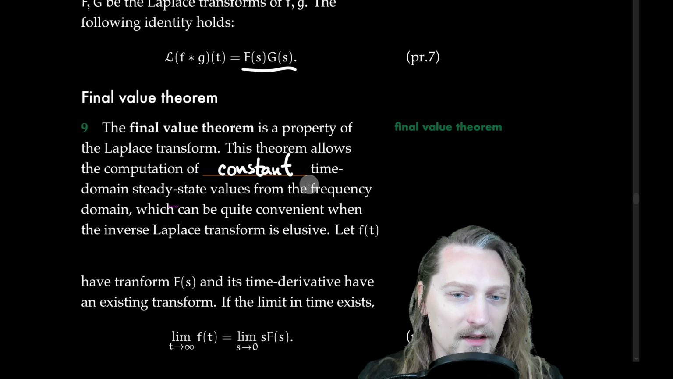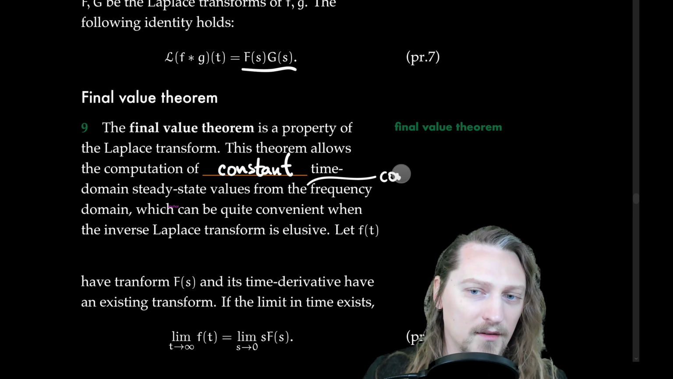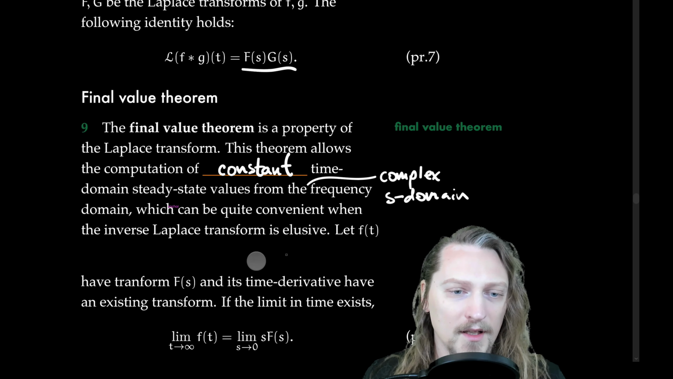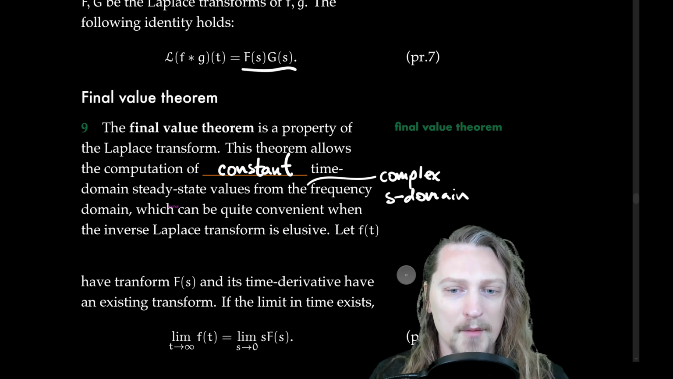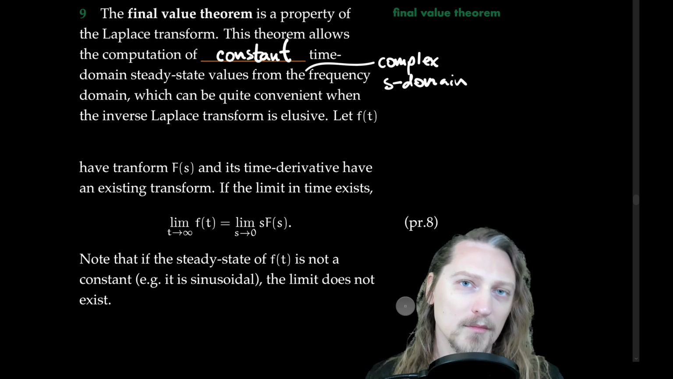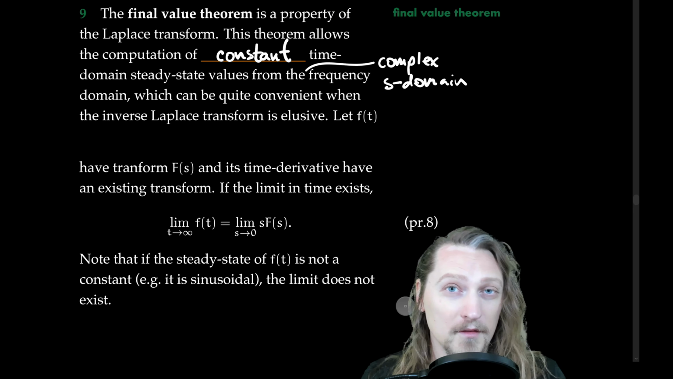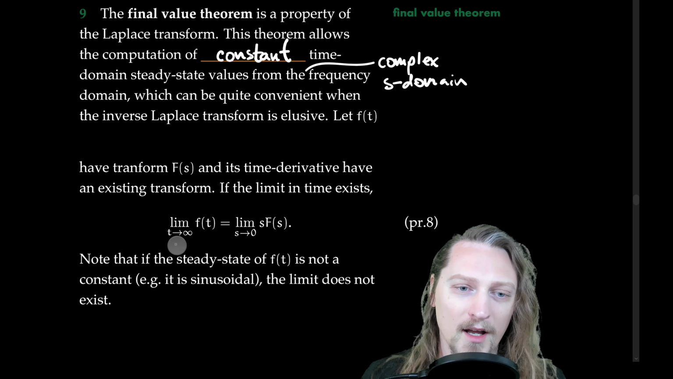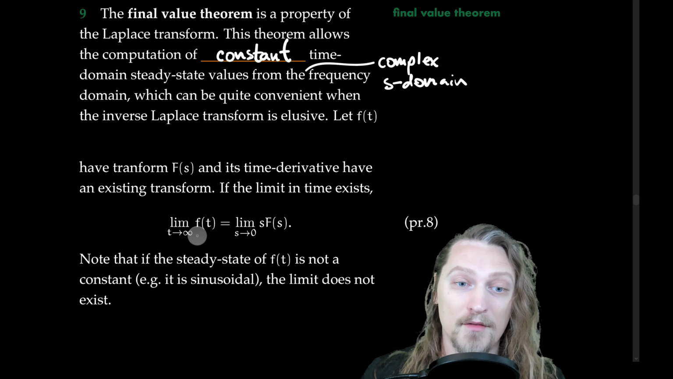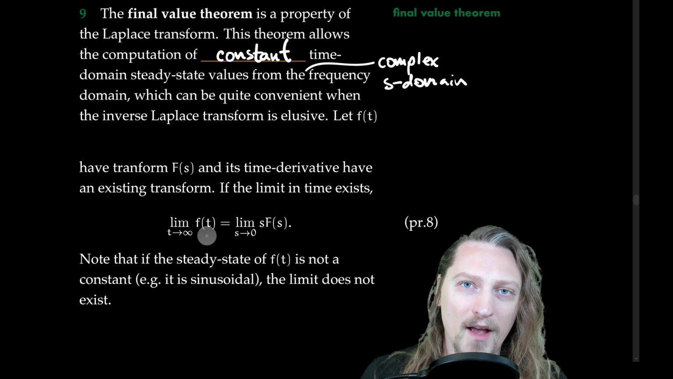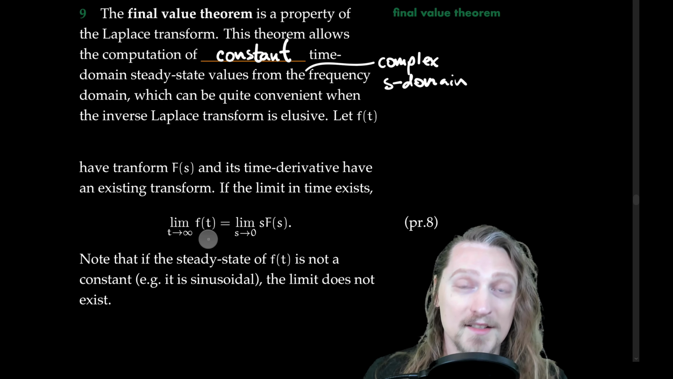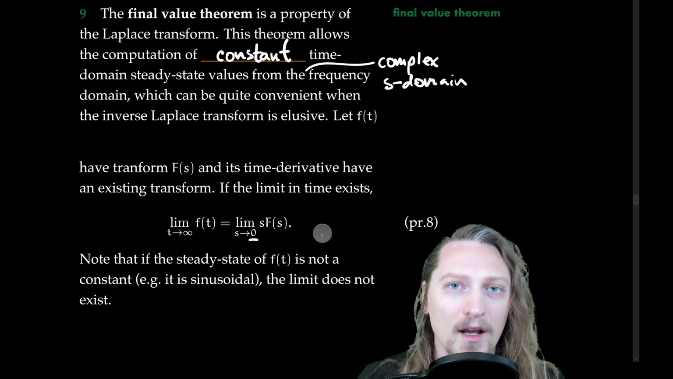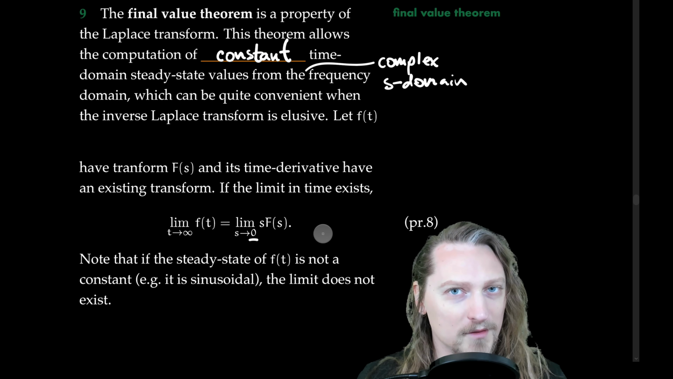I would like to qualify that it is the complex frequency domain. That is the s domain. Let f of t have transform F of s, and its time derivative have an existing transform. It means that the time derivative of little f also has to have a transform. If the limit in time exists, which is to say, if the limit as t goes to infinity of f of t exists, then it is equal to the limit as s goes to 0 of s times F of s, the Laplace transform of little f.